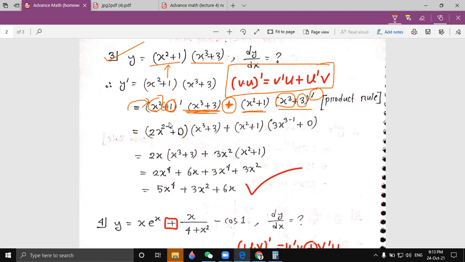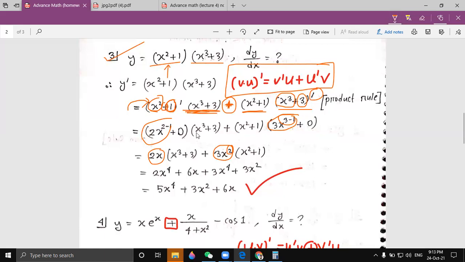And now this will make 2x. And this will make 3x squared. And you see, we just simplified. 3 minus 1 is equal to 2. Nothing more.